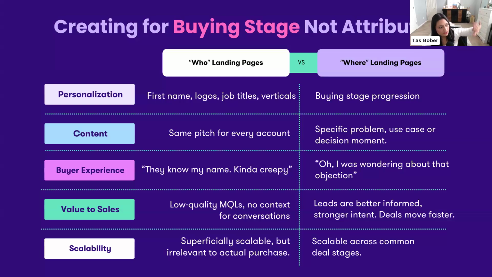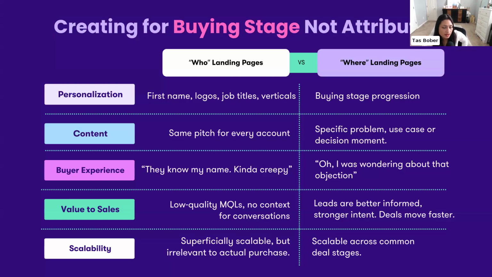The who landing pages is where we firmly sit. So personalization looks like this: first name, logos, job titles, verticals. The content is the same content. We just swap out these tokens and we think that's good enough. The buyer experience, they're like, oh, they know my name, kind of creepy. Value to sales, probably low quality MQLs, no context for conversations because everybody's having the same conversation. And scalability, yeah, it's scalable, but very superficially, right?